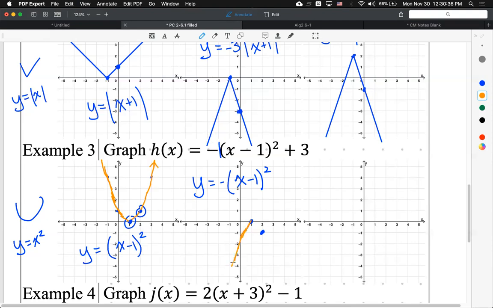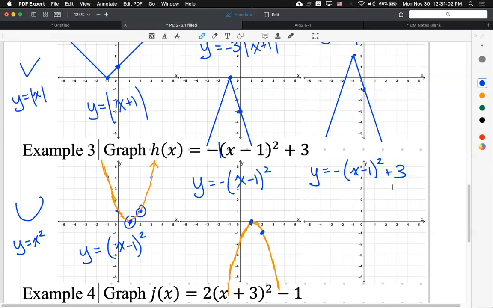It should be slightly more curvy, but whatever. And then I have my final equation, which is going to be just rewriting what I was given. y is equal to negative, in parentheses, (x minus 1) quantity squared plus 3.